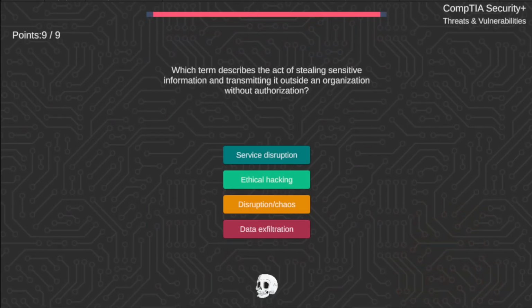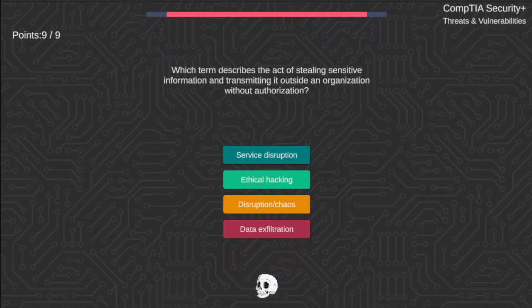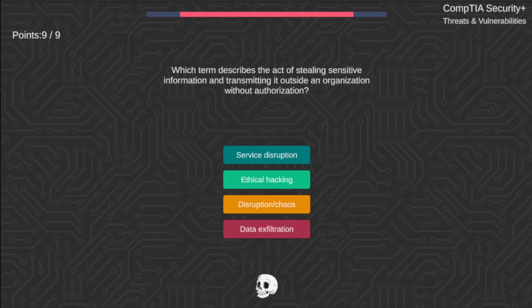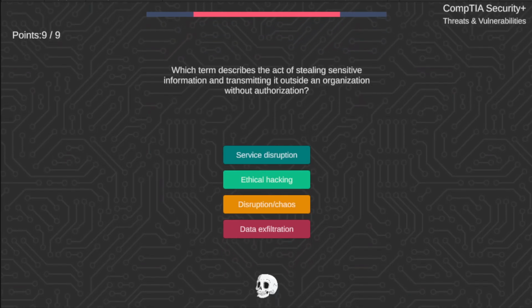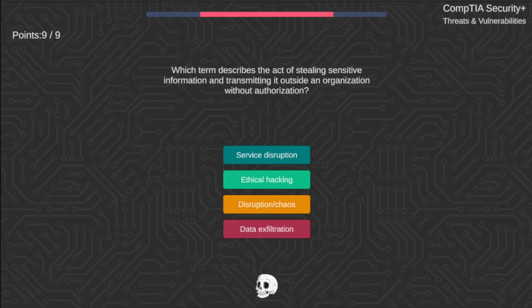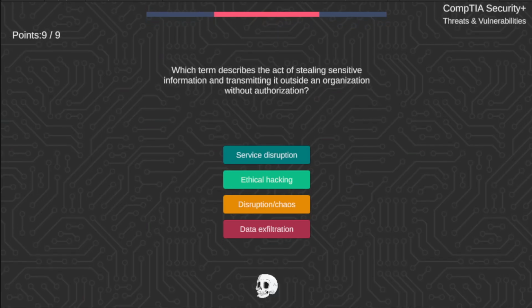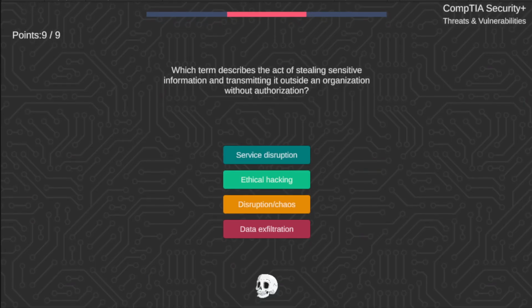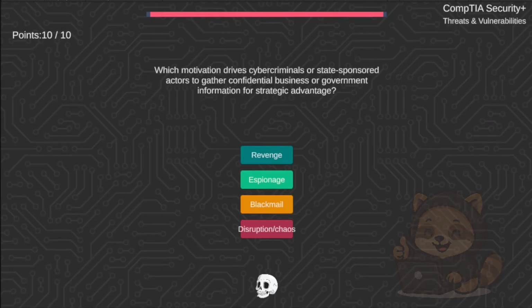Which term describes the act of stealing sensitive information and transmitting it outside an organization without authorization? Service disruption, ethical hacking, disruption or chaos, or data exfiltration? Correct answer is data exfiltration.